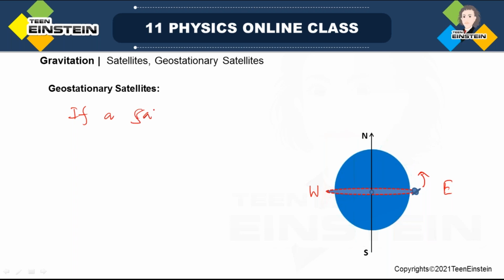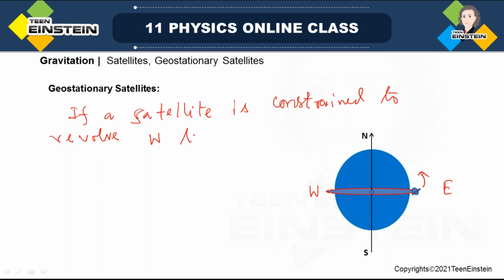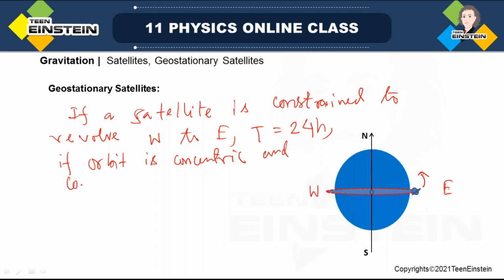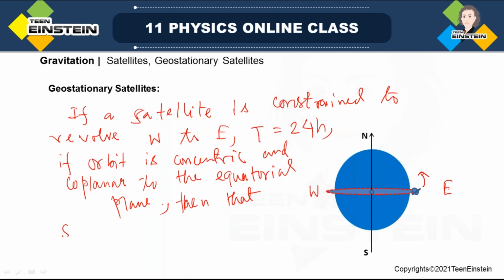If a satellite is constrained to revolve in the west to east direction, with time period of revolution 24 hours, and at the same time, if this orbit is concentric and coplanar to the equator, the equatorial plane, then that satellite will be called a geostationary satellite.